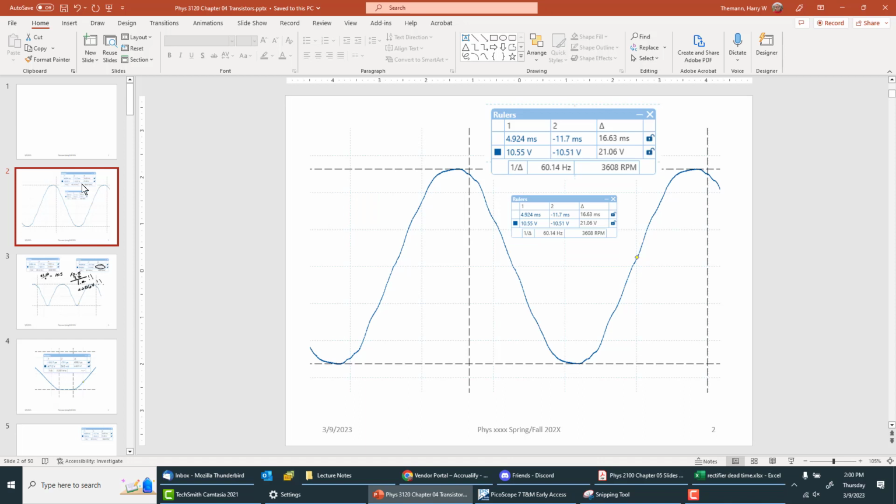And also, I wanted to know exactly the peak to peak. I knew it was about 20. So now here's the output of the transformer, and I put cursors for the peak to peak, and you can see it's 21. And we got 16.6 milliseconds, which is giving us 60 hertz, just as we expect.